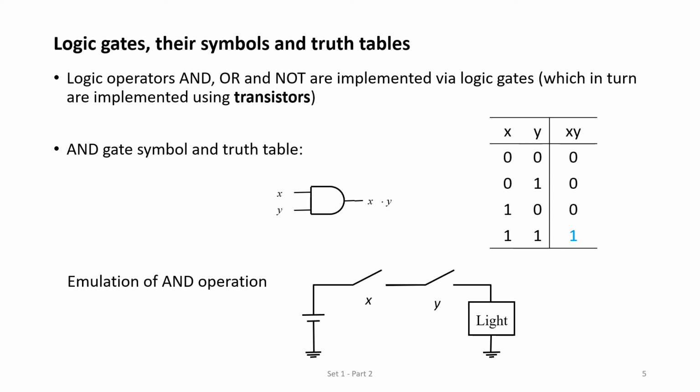In this emulation, when both switches are closed, that means X is equal to 1 and Y is equal to 1, then current flows from here to there and the light is turned on. When any of the switches is off, meaning X or Y is equal to 0, then the current cannot flow and the light is off.